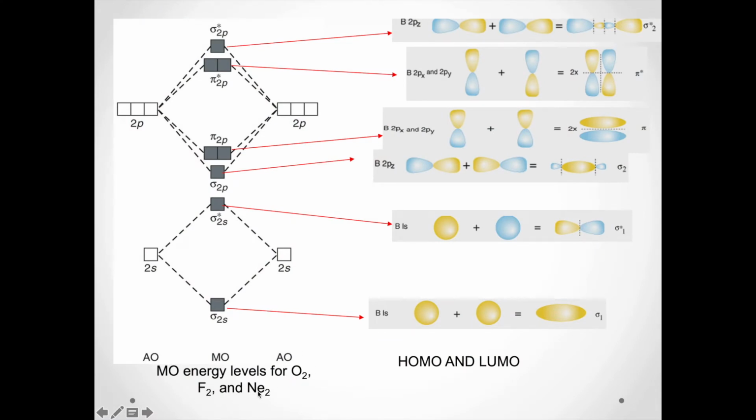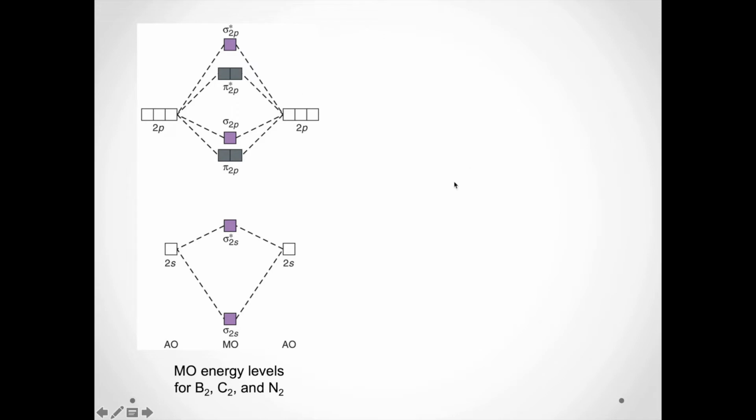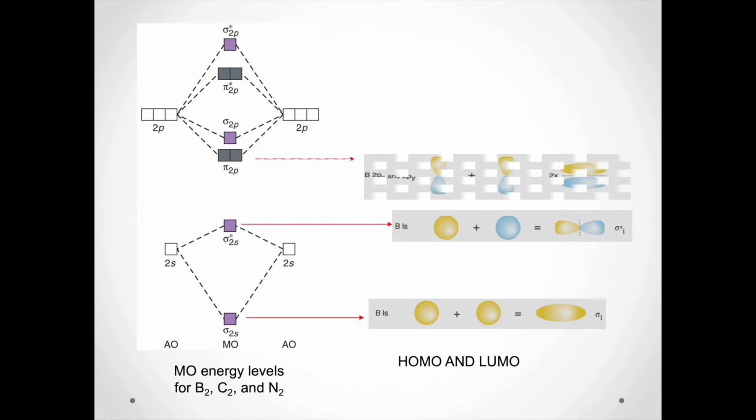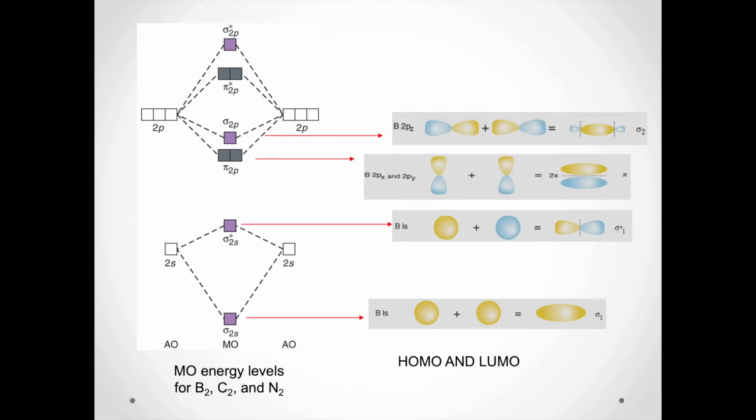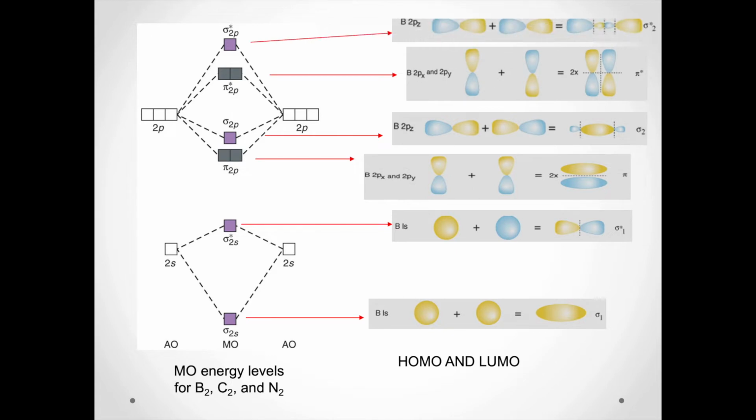So this is the energy level for oxygen, fluorine, and neon, where they have no sp mixing. The second one is the diagram for energy levels for boron, carbon, and nitrogen. The things that you need to know here, as usual, are how to draw the pi and sigma, bonding and anti-bonding, and you need to know what is HOMO and LUMO. And this one has the sp mixing.